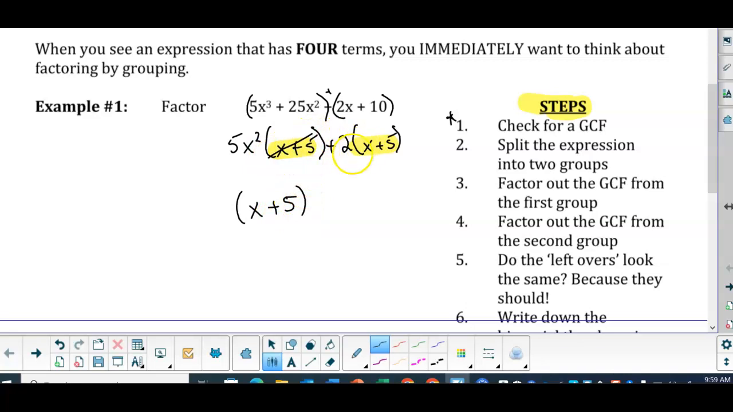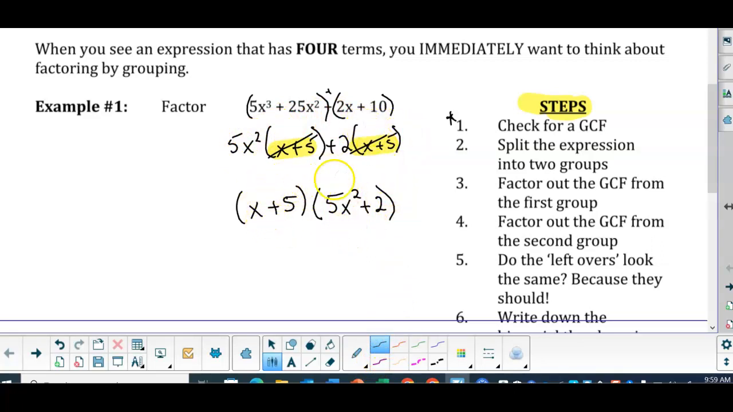So it's almost like crossing it off. We don't have it now. And we're going to multiply this by 5x squared plus 2. All right, that's how you factor by grouping. We'll do some more examples.